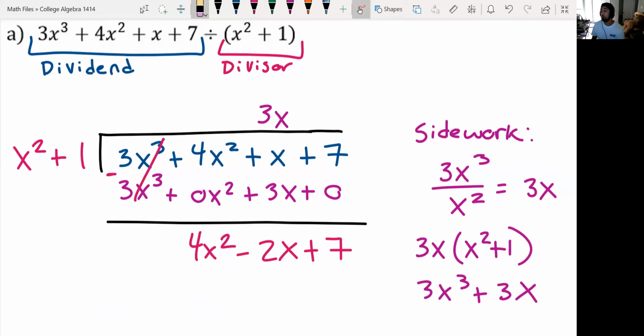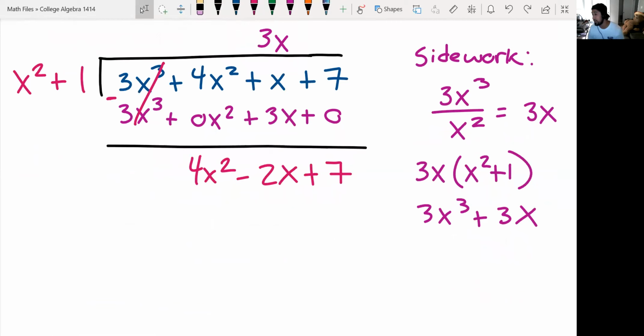Now we want to know, can we go further? We ask ourselves, can x squared still go into 4x squared? And the answer is yes, x squared can go into 4x squared. So what do we multiply by again? Well, once again, you can use the side work trick. We take the leading term of the new dividend and put it over the leading term of the divisor.